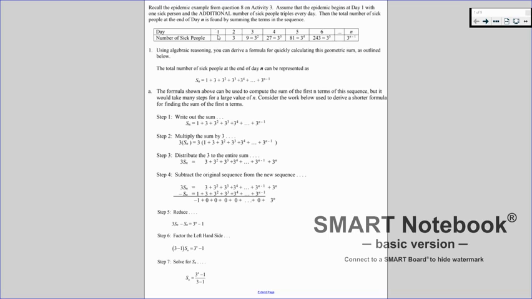So on day 1, there was 1 sick person. On day 2, there were 3. On day 3, there were 9. On day 4, there were 27, multiplying by 3 every time. So we can write that exponential. So we notice that this is a geometric sequence.